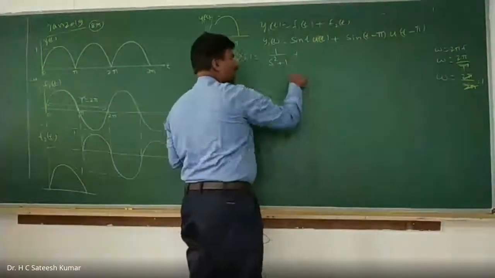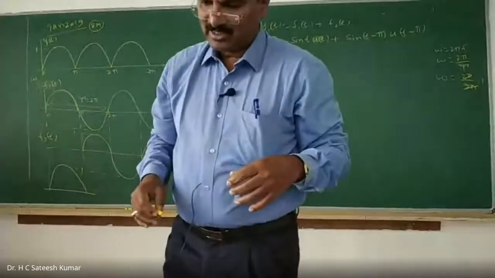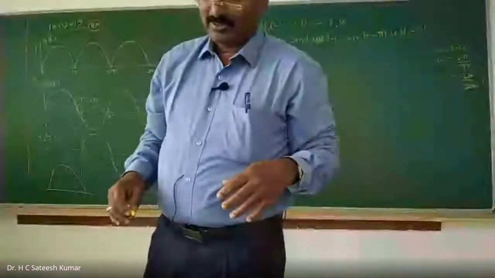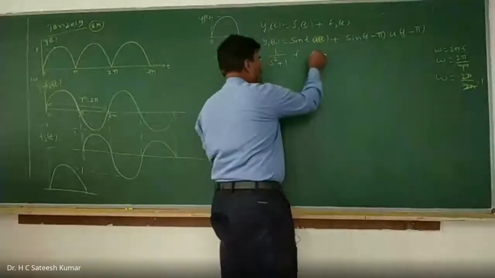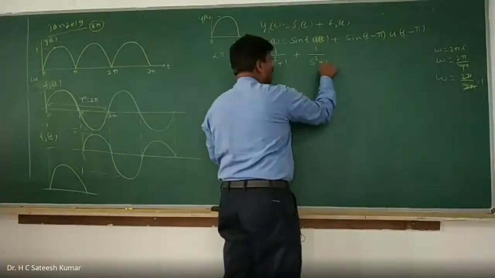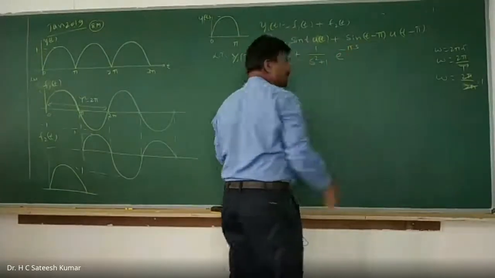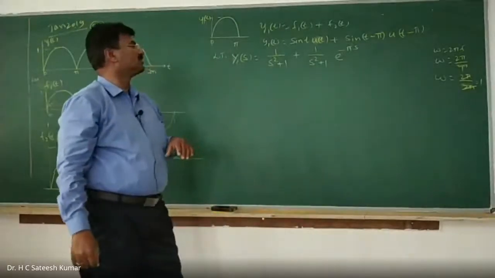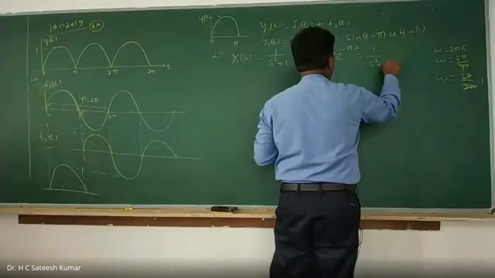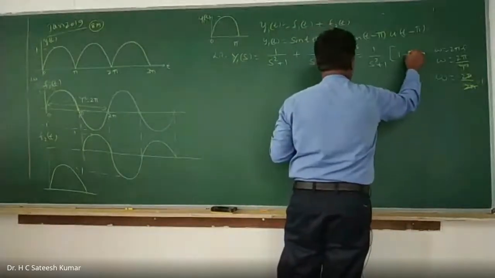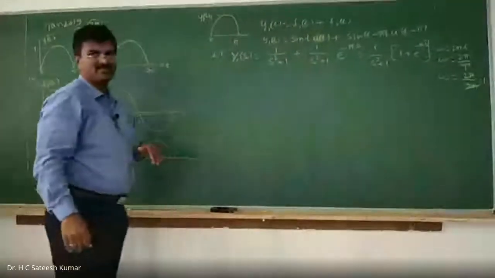Plus, we can write it, sin of t minus pi. Sin of t minus pi is nothing but equal to what? Same sin t shifted by an amount, 1 divided by s square plus 1 into e to the power of minus the time period, pi s. Shifted by an amount equal to pi s. So that is nothing but equal to, taking out 1 by s square plus 1, 1 plus e to the power of minus pi s. That is your y1 of s.